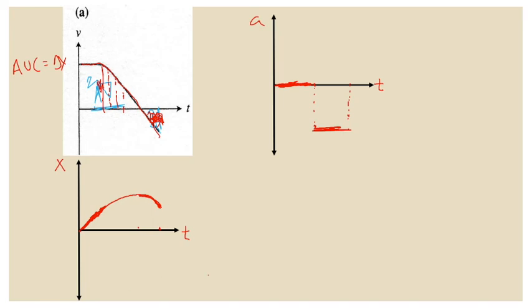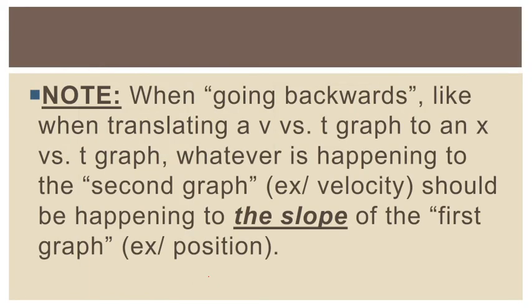So the best way to do it is by thinking about the slope. And so it says here, when going backwards, like when translating a v versus t graph to an x versus t graph, whatever is happening to the second graph, so like the velocity graph, should be happening to the slope of the first graph. Take a second to write that down, and then we'll look at one more of these.